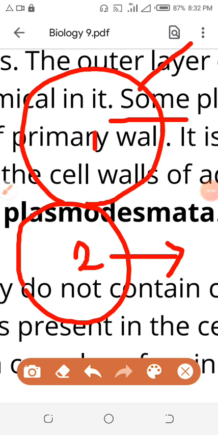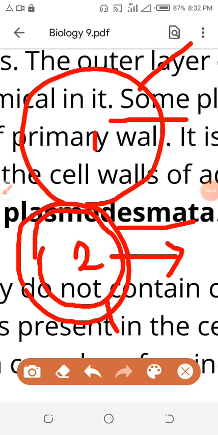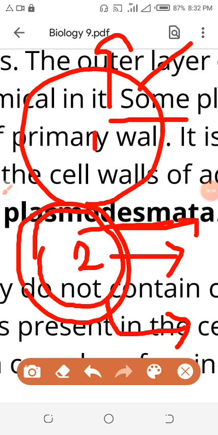Sclerenchyma has two cell walls: the primary cell wall as well as the secondary cell wall. One cell wall, this one, is the primary; another cell wall, this one, is the secondary cell wall. The primary cell wall is towards the outside. So cell number one is called the parenchyma cell, and cell number two is called the sclerenchyma cell. Technically there are three types of cells, but I will speak about two types here. The third type will come in the upcoming lectures. You will understand only two here.